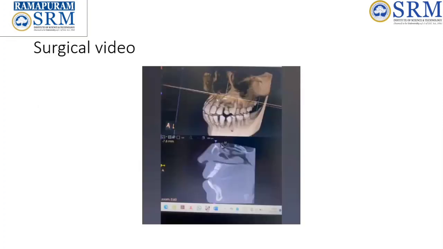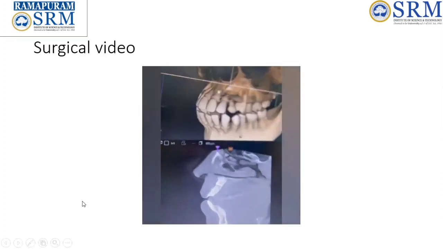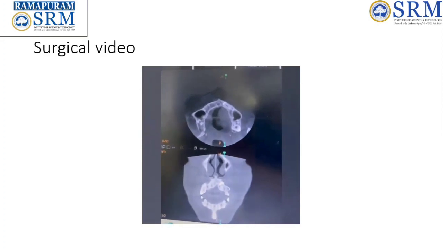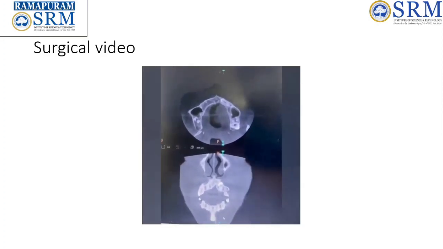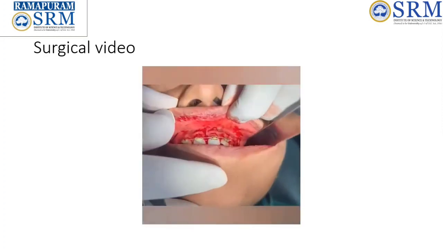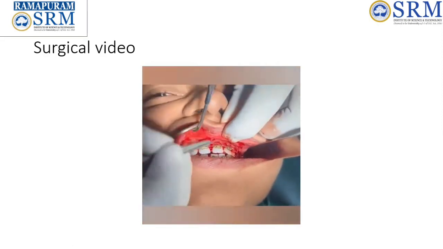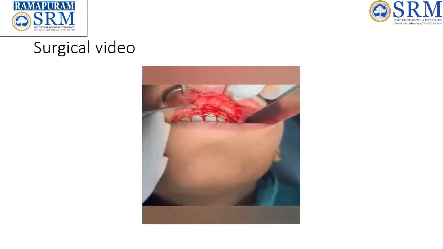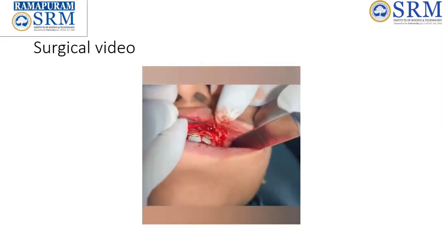So we'll just see the surgical video of the impacted canine. This is a case of a labially impacted canine, which is approached through the vestibular approach. This is a 3D CT where we can identify the exact position of the canine in all three planes. After assessing the scan, we plan for the labial approach. Since it is high, we plan for a clavicular incision extending from the central incisor to the premolar of one side, and a distal relieving incision is made.